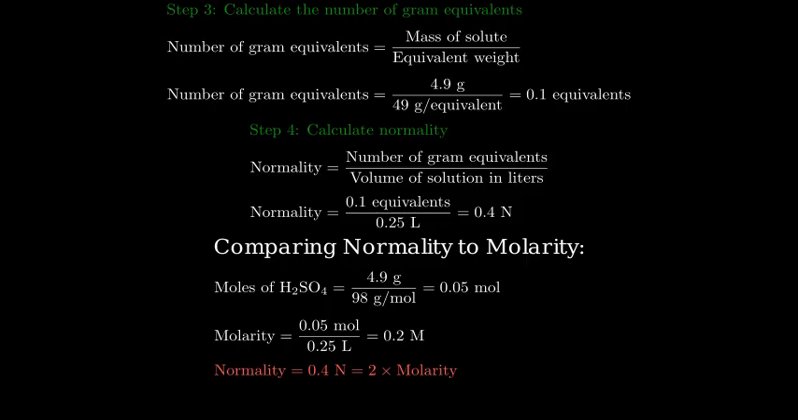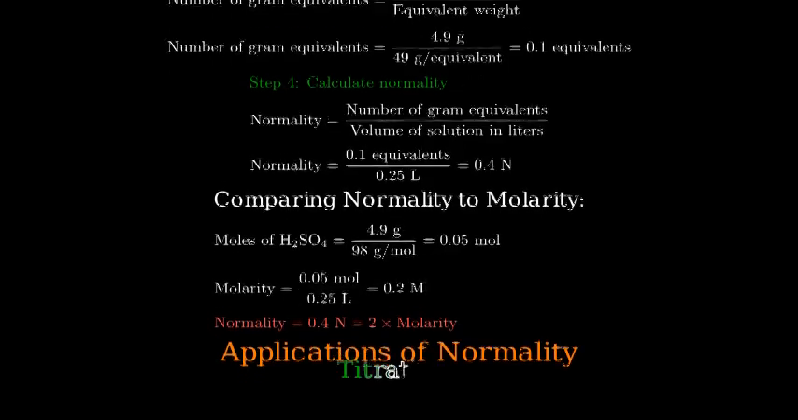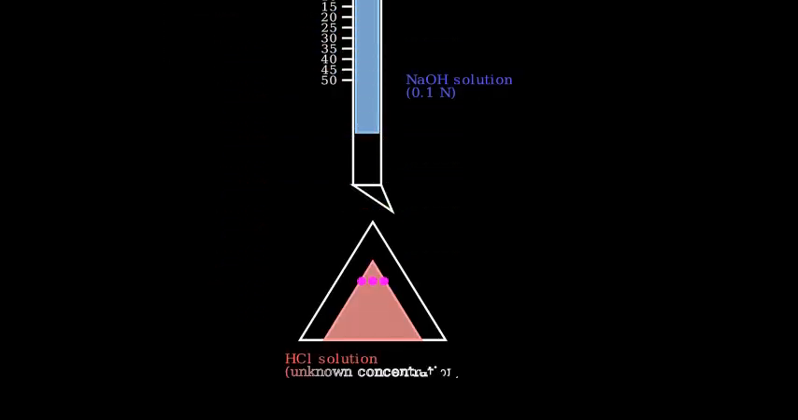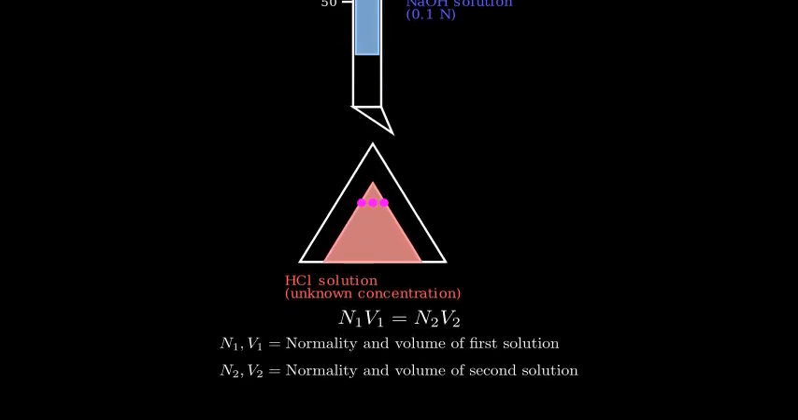Now, let's look at some key applications of normality. One of the most important applications is in titrations. In a titration, normality helps us determine the equivalence point precisely using the relationship N1 times V1 equals N2 times V2, where N1 and V1 are the normality and volume of the first solution, and N2 and V2 are the normality and volume of the second solution.